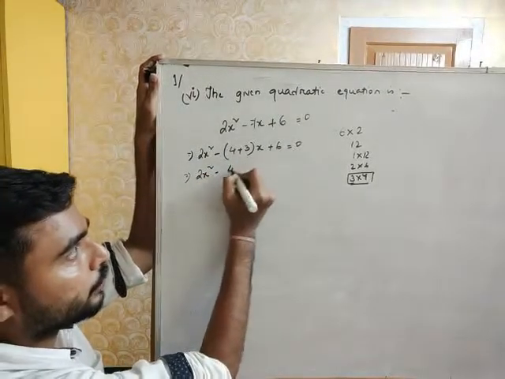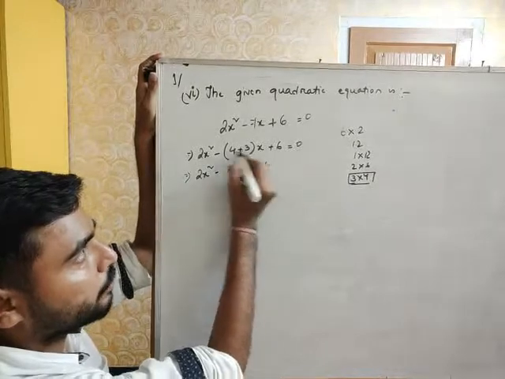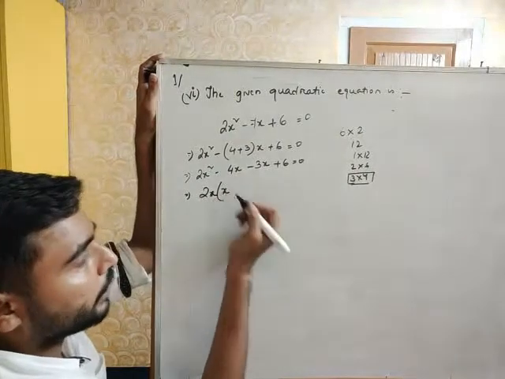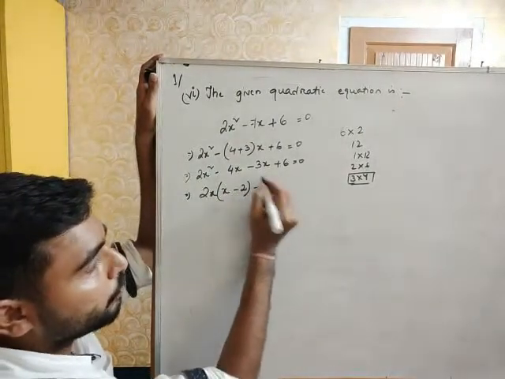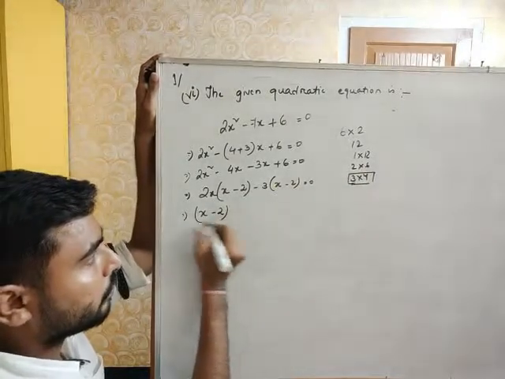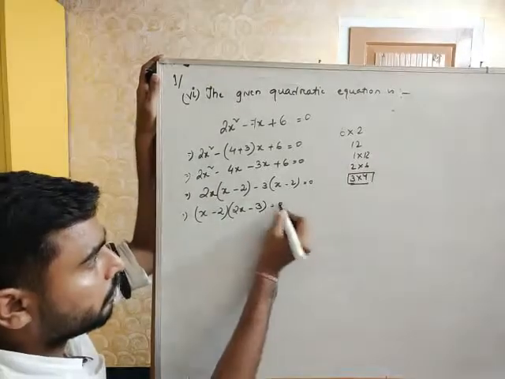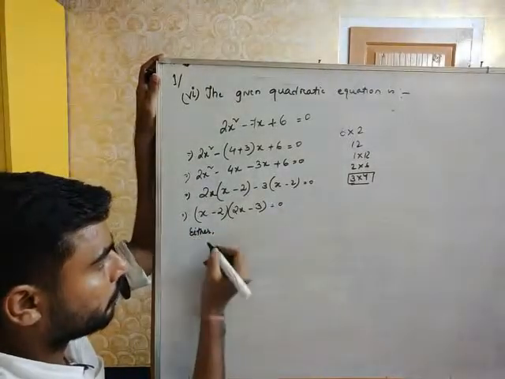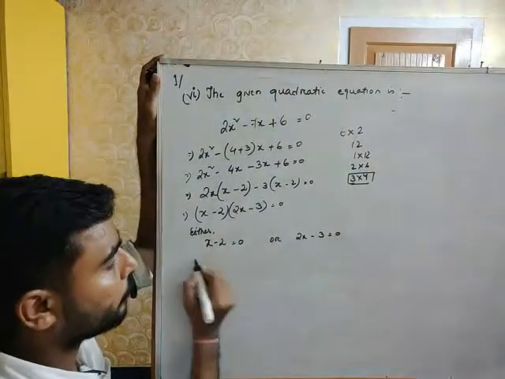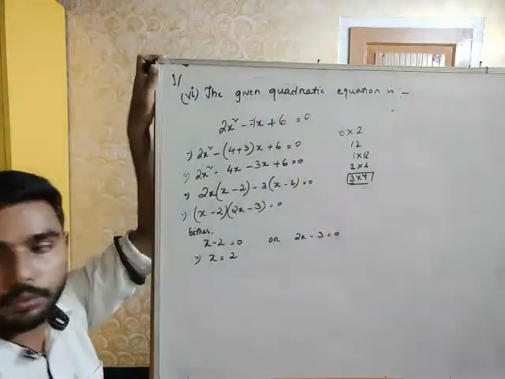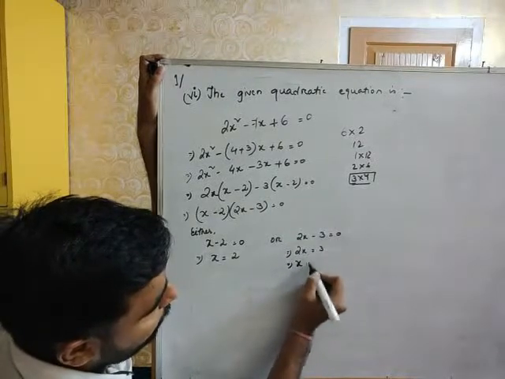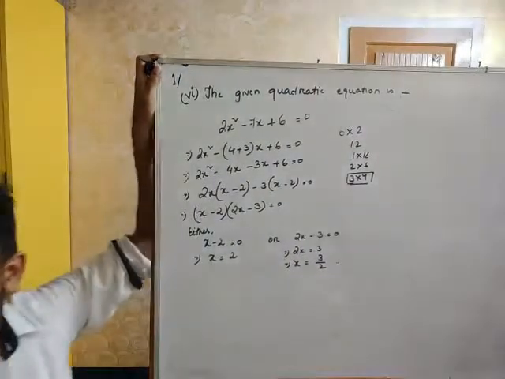2x square plus 4 into x is 4x plus 3 into x is 3x plus 6 is equal to 0. From these two terms, twice x can be taken common. Here remains x, here remains 2. From these two terms, 3 remains common. Either x plus 2 is equal to 0 or 2x plus 3 is equal to 0. So x is equal to minus 2 and 2x is equal to minus 3, which implies x is equal to minus 3 by 2. Any doubt?